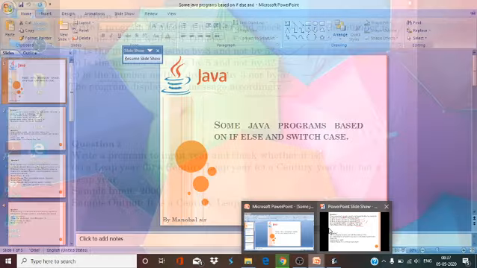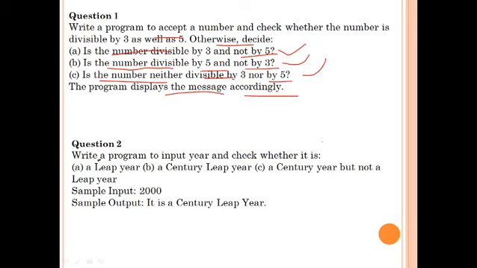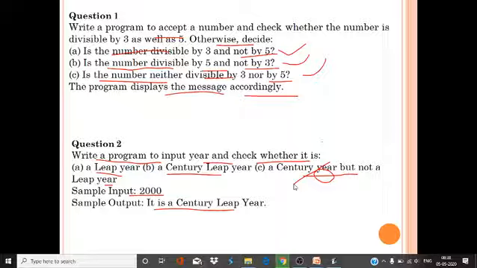Now come to the next program. The next program is: write a program to input a year and check whether it is a leap year, a century leap year, or a century year but not a leap year. Simple input, I have given 2000. So it is a century leap year. Now, what will be the condition for a leap year? What will be the condition for the century leap year? And what will be the condition for the century year but not a leap year? Let's see what to do here.